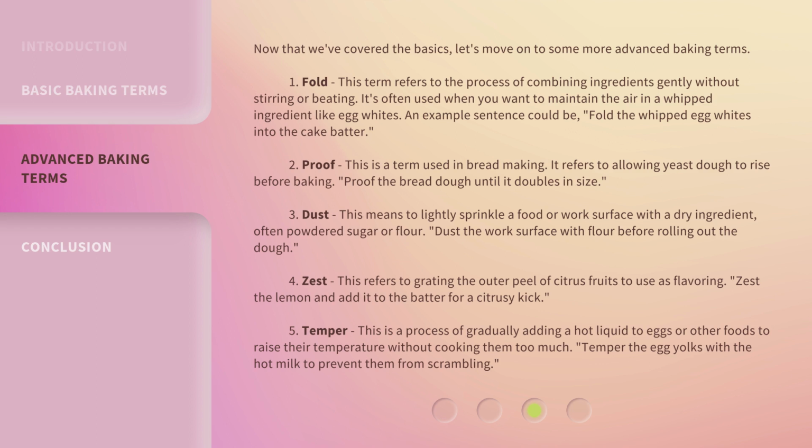4. Zest. This refers to grating the outer peel of citrus fruits to use as flavoring. Zest the lemon and add it to the batter for a citrusy kick. 5. Temper. This is a process of gradually adding a hot liquid to eggs or other foods to raise their temperature without cooking them too much. Temper the egg yolks with the hot milk to prevent them from scrambling.